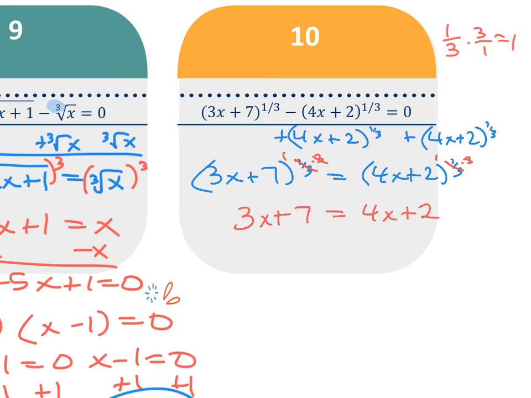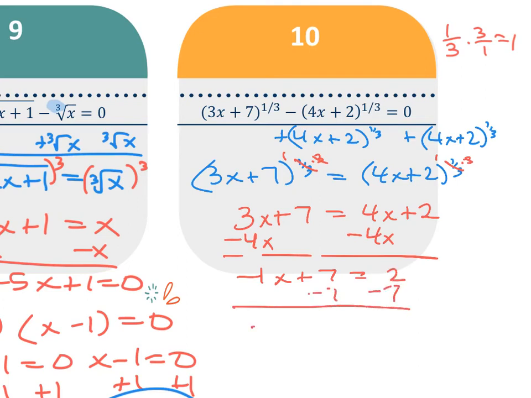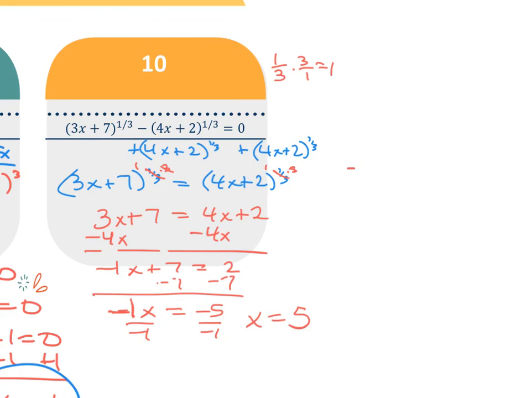Nice linear equation here. So go ahead, we're just solving for a single variable. -1x plus 7 equals 2. Move the 7. -1x equals -5. Divide by -1, and x equals +5. So let's go ahead and check it. So 3 times 5 plus 7.